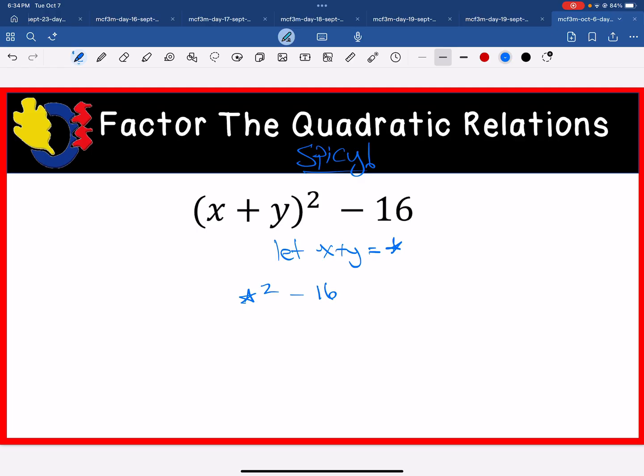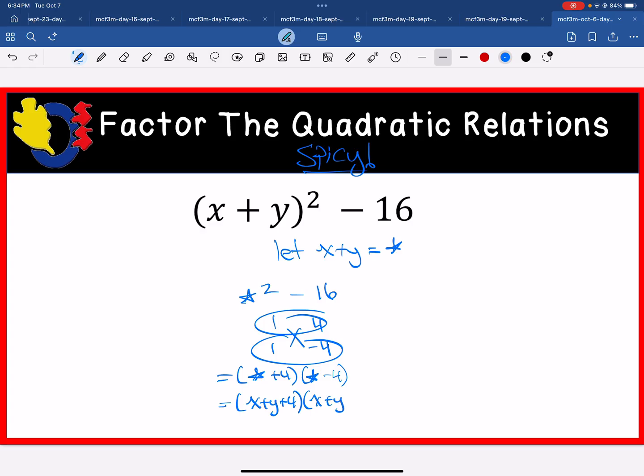but I've just replaced the x plus y with the star. Okay, so I'm going to go ahead and factor. So 1 and 1, 4 and negative 4. Okay, so putting it all together, we get star plus 4 and star minus 4. And then I'm going to replace my stars with the x plus y. So we get x plus y plus 4 in the first bracket and x plus y minus 4 in the second bracket. We should always make sure we look inside those last brackets to make sure there's nothing further that we could simplify. So there's no like terms, so this is the final answer.